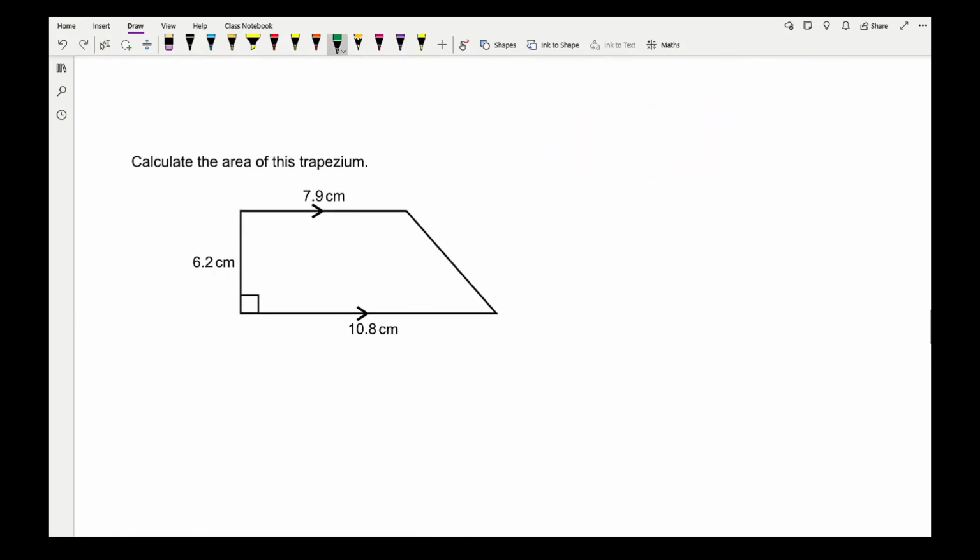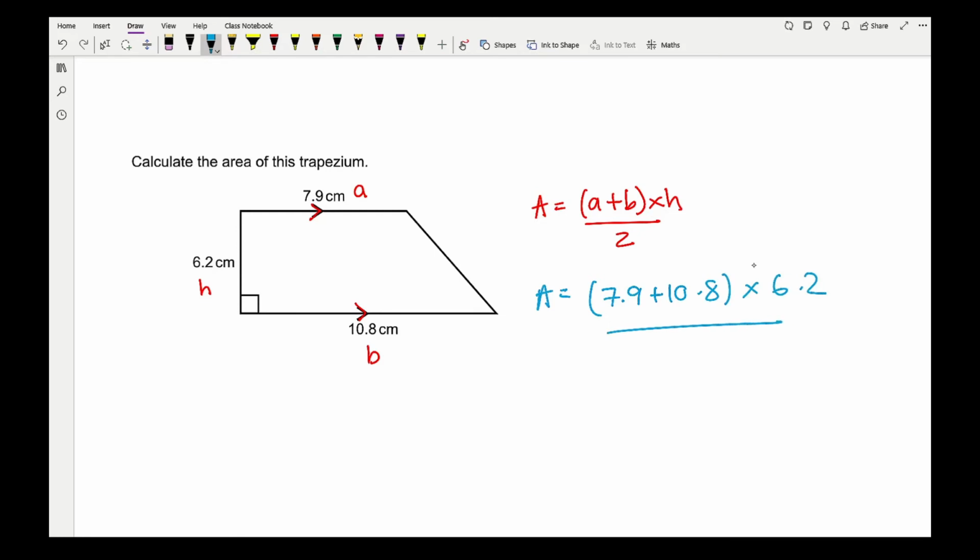So again, working with decimals. Labeling our trapezium, we've got A and B, which are the 2 parallel sides. And you can see in this diagram, it's actually been quite nice, and they've labeled the trapezium in terms of which sides are parallel with the little arrows, and the 6.2 is going to be my height. So the area again is going to be A plus B times H divided by 2. So substituting the numbers in, I've got A equals 7.9 plus 10.8 multiplied by 6.2 divided by 2.